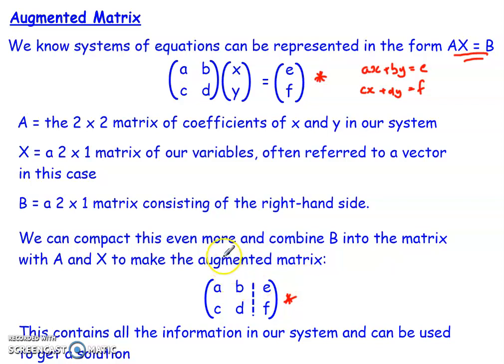So for example, for this one, we know this column here refers to the X coefficients. This column here refers to the Y coefficients. So as long as we bear it in mind, we don't need to worry about writing X and Y down every single time. So this contains all the information in the system and the set of equations we've got, and this can be used to get a solution.